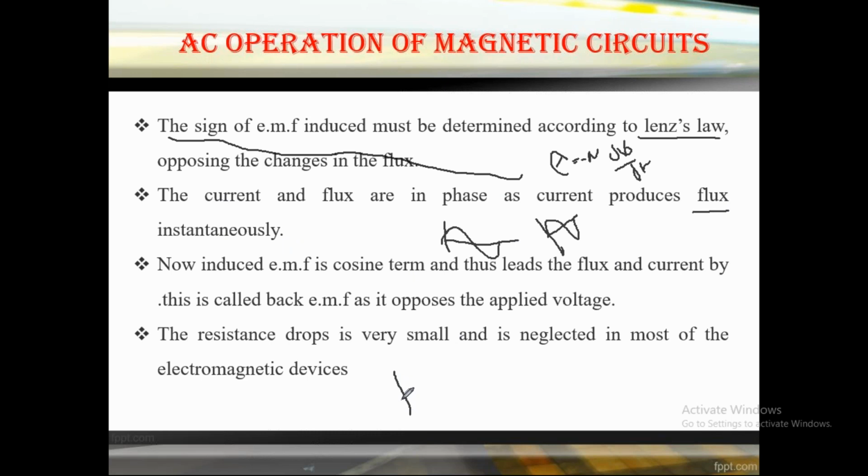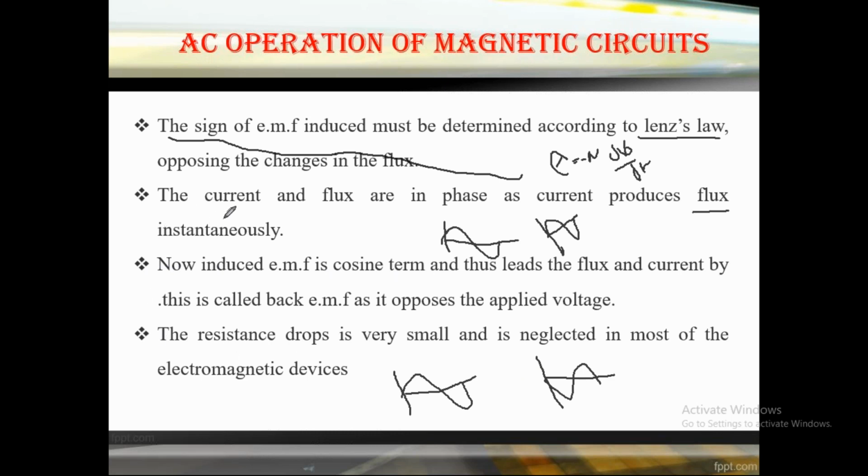Suppose you have these two parameters such that one is a sinusoidal waveform and the other is a non-sinusoidal waveform. If it is like this, the flux should not generate instantaneously. That is the reason the current is always in phase with the flux, then only the flux will be generated within the time. Now the induced EMF in cosine form.